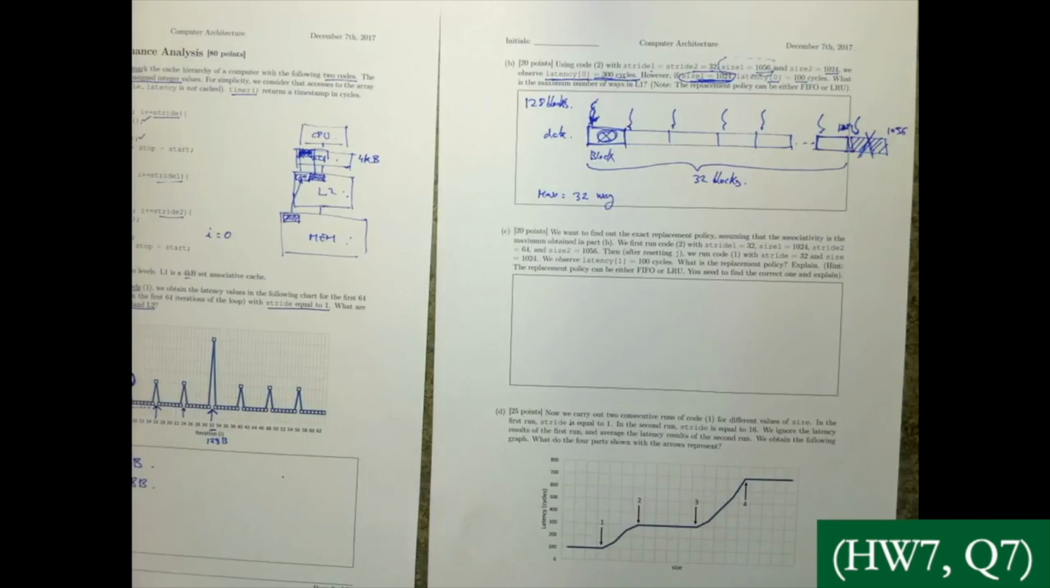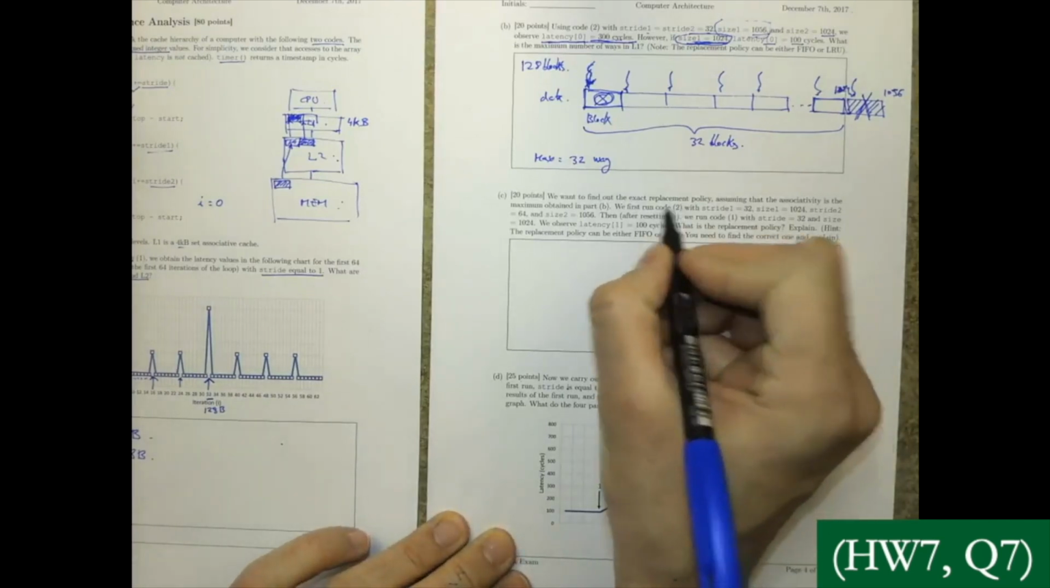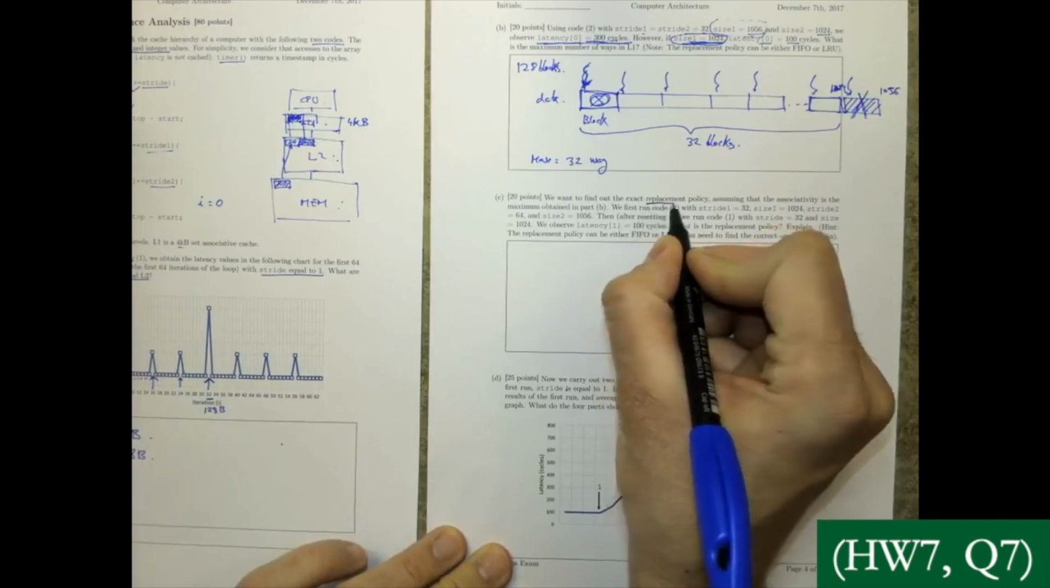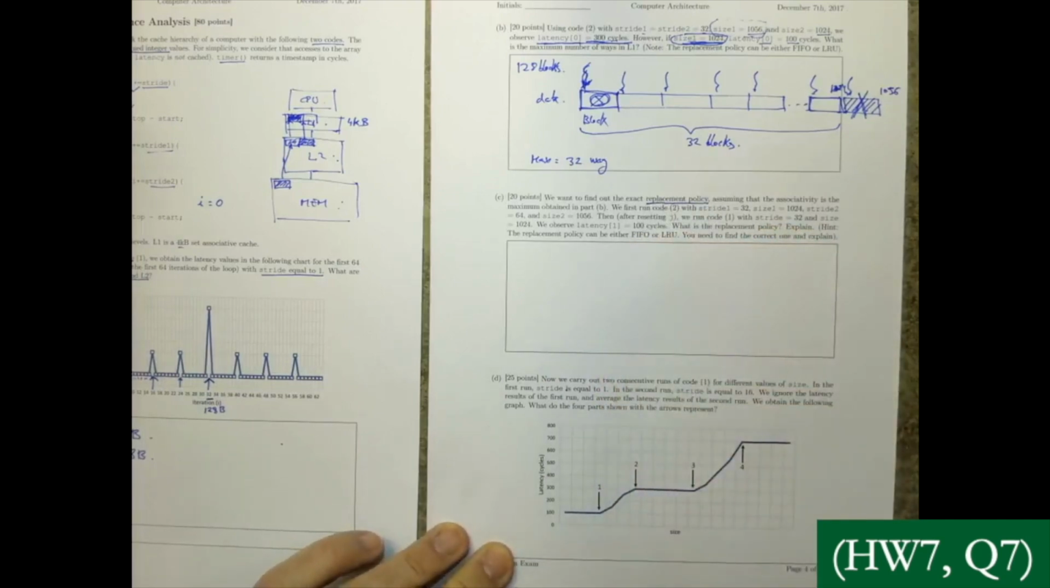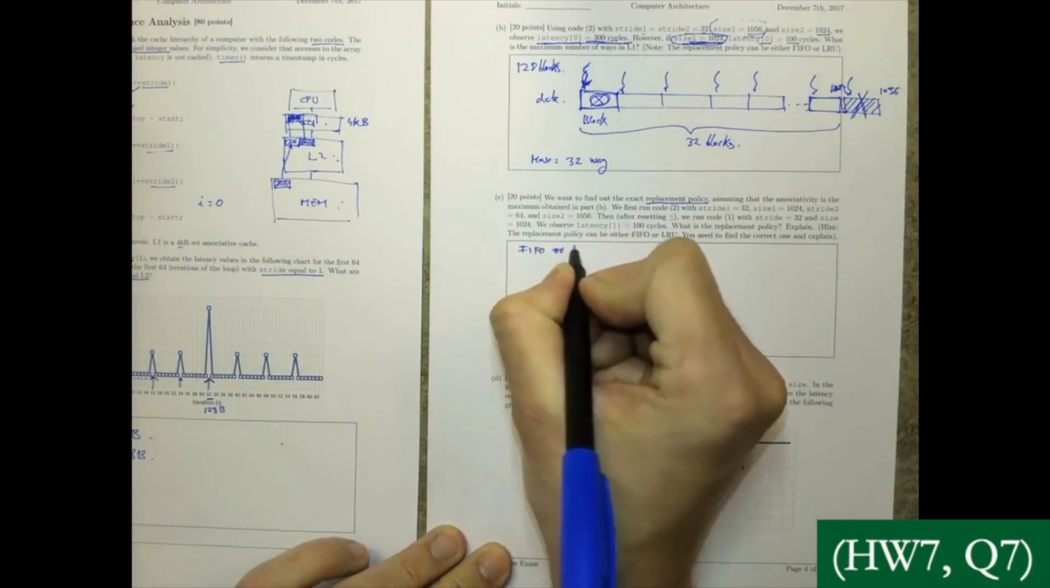Fine. If you don't have any questions, let's discuss part C. So in part C, we again use code 2, and we are also going to use code 1 after that. And what we want to figure out is what is the replacement policy. We already know that the replacement policy is going to be FIFO or LRU, because that's what part B told us.